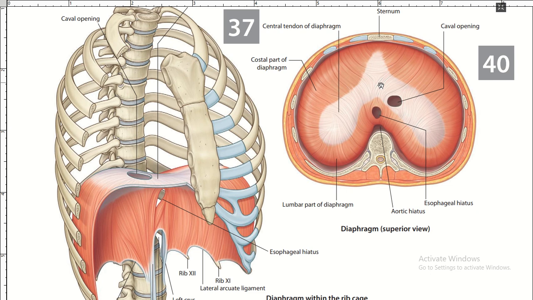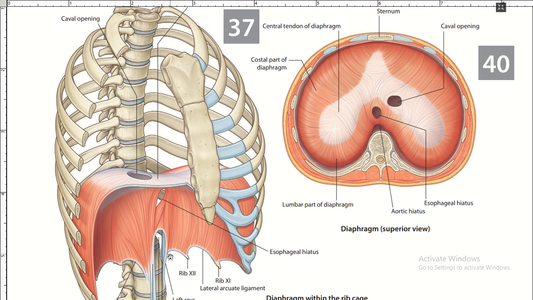What is the action of the diaphragm? The diaphragm is the most important muscle for inspiration. Within the inspiration process, the diaphragm can take up to 75%, being assisted by the external intercostal muscles that elevate the ribs. When the diaphragm contracts, it will bulge into the abdomen. So you see this part, it will bulge into the abdomen.